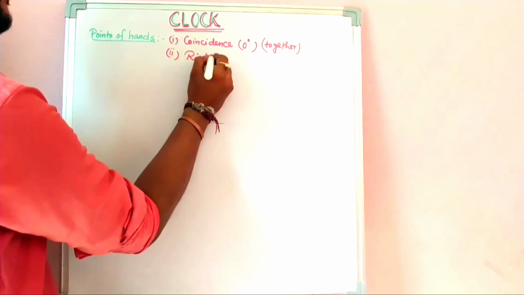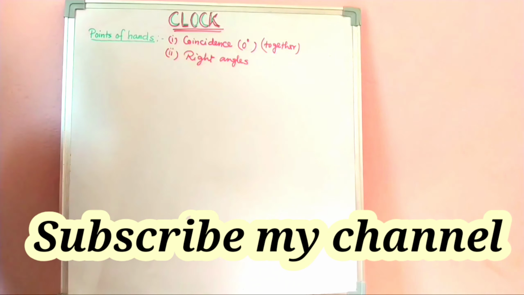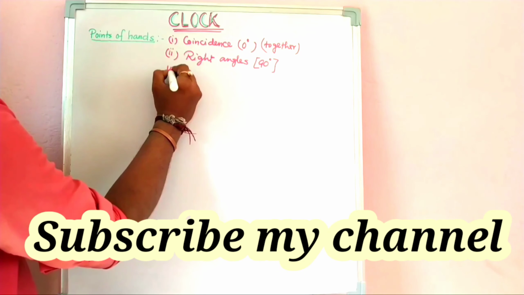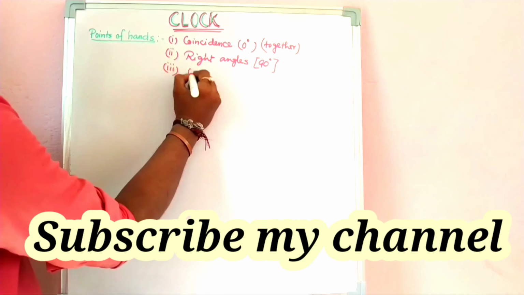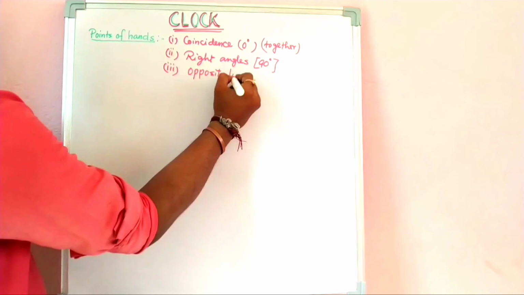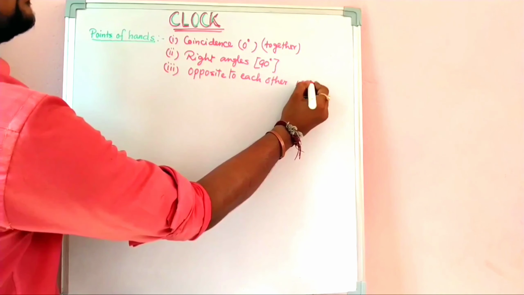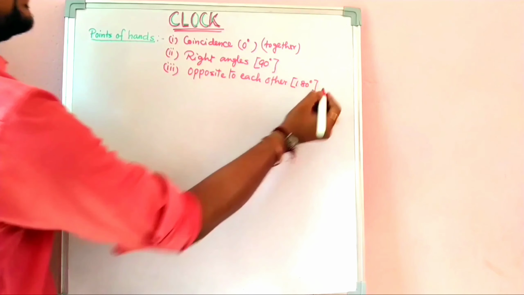Next is when the hour hand and minute hand are at right angles to each other. Third case, when they are opposite to each other. Opposite to each other means the angle between them is 180 degrees.